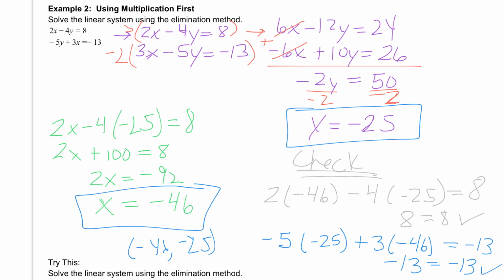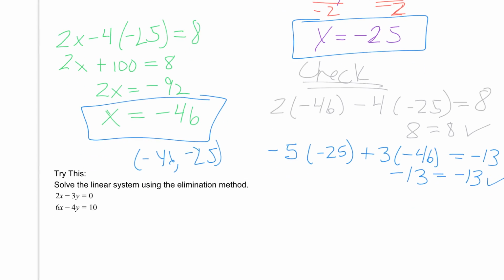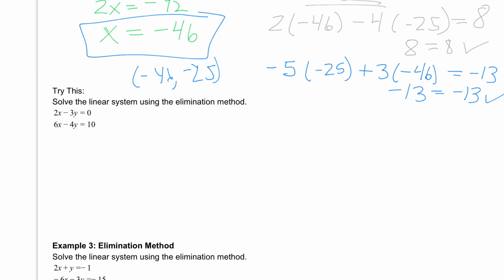Next, I would like you to pause it and do the try this. Unpause it when you're ready to check your answers. If you did the try this correctly, you should get the ordered pair of 3 comma 2, or x is equal to 3 and y is equal to 2. Please let me know if you need any help.